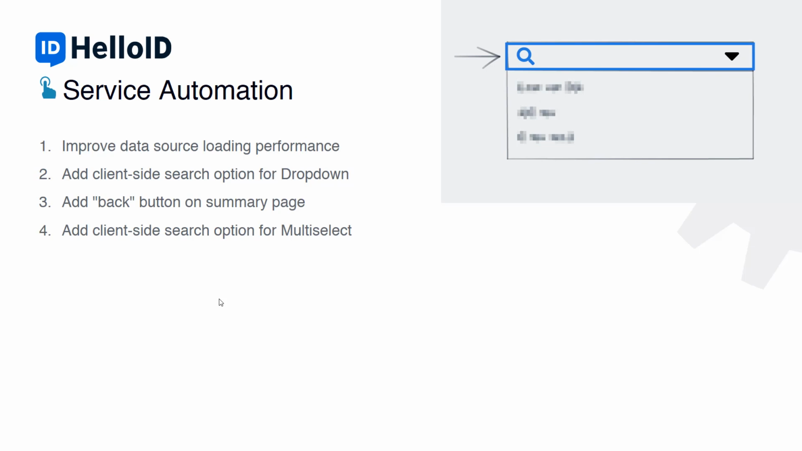You also have the back button on the summary page, so if you have made a mistake somewhere in your form or in your wizard, you can go back and make that modification. It was a little bit silly, I would say, that that option was not available. Okay, this was for service automation, and I will directly show you this new functionality.